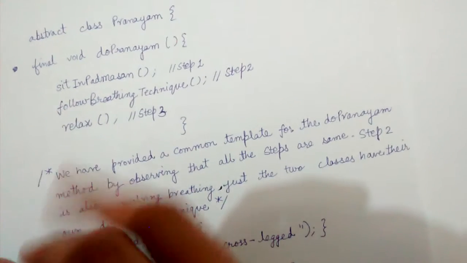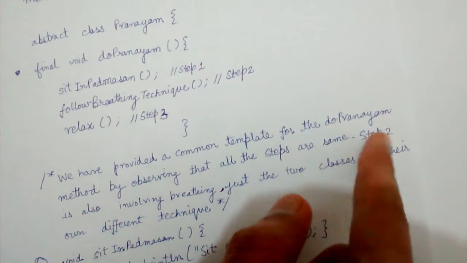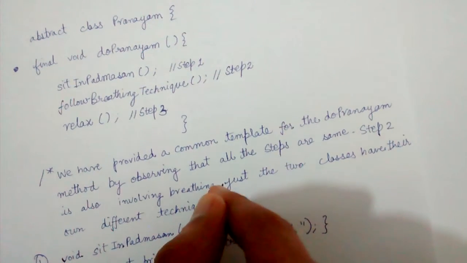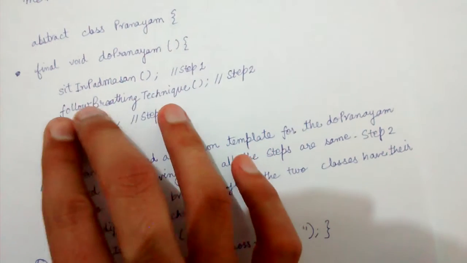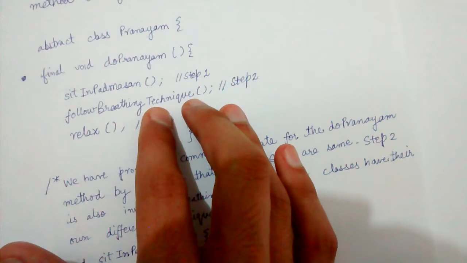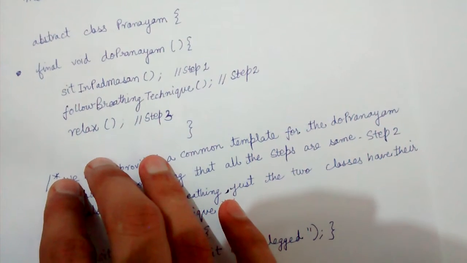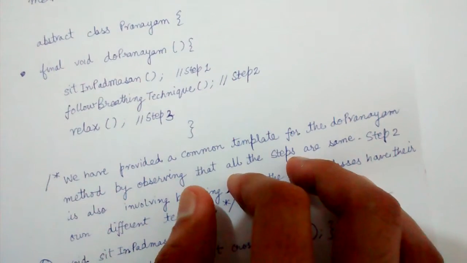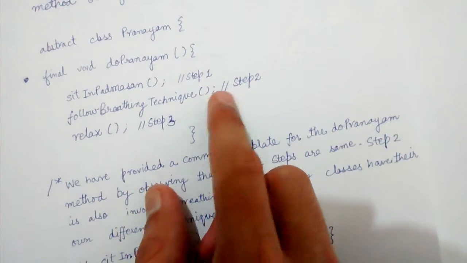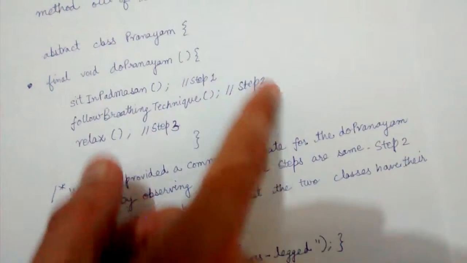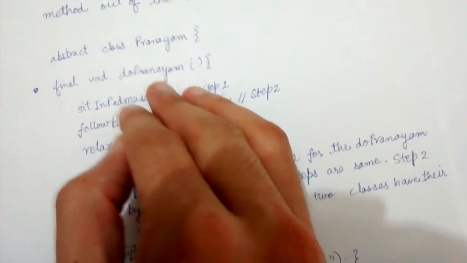So we observe that all the steps are the same. Step 2 is also involving breathing, just the two classes have their own techniques. So we name this method as follow breathing technique. So in case of Kapalbhati we will be following a different breathing technique, and in Anulom Vilom we will be following a different breathing technique, but both will be following some breathing technique. So we abstract out the whole implementation and put it in the super class.